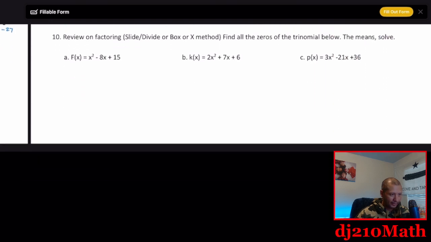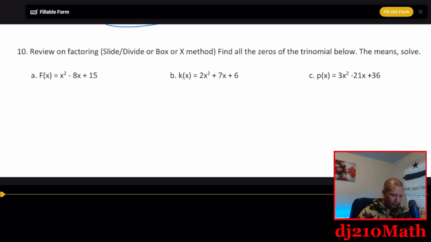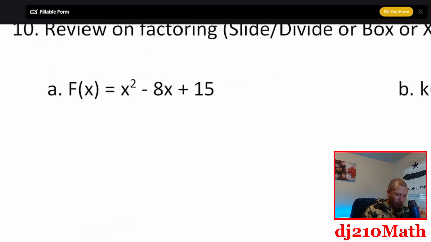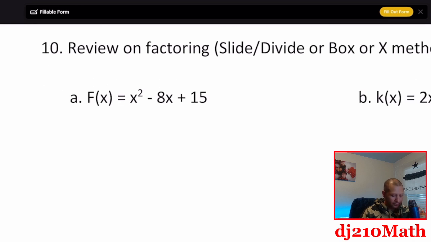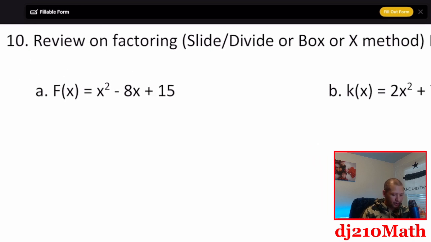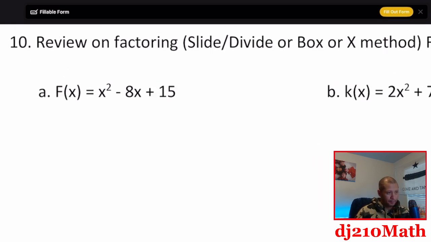Okay, let's review on factoring number 10 and then solve. All right, so we're going to factor this using whatever method we want. I mean, really, we could hit it with the quadratic formula and come up with the solutions, but let's just factor it.